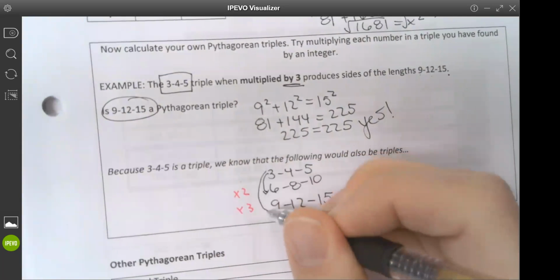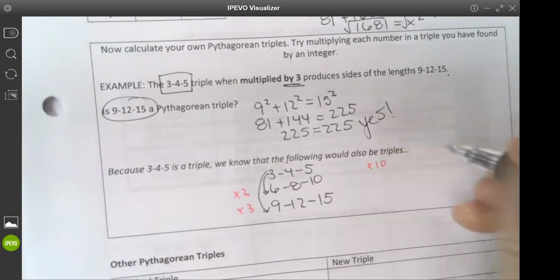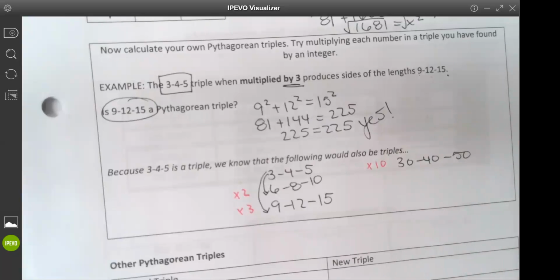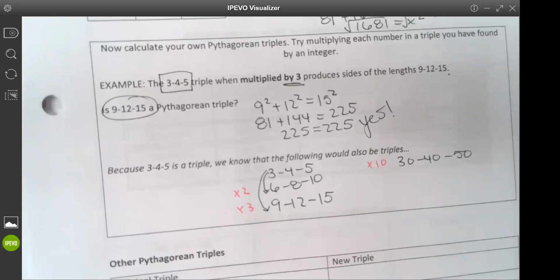I could multiply it by 10. And if I had 30 and 40 for two sides, then I know the third side would be 50. Okay, so I can use triples to find all of these triangles that before I would have had to go through a formula to find. I can just plug in the third side. Any multiple of 3, 4, 5 is also going to be a triple. So let's look at 5, 12, 13.